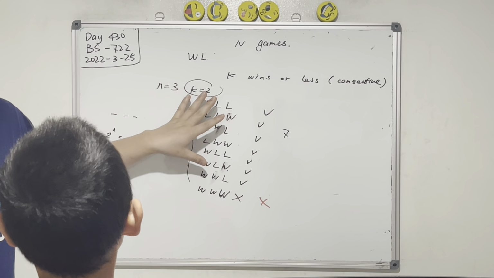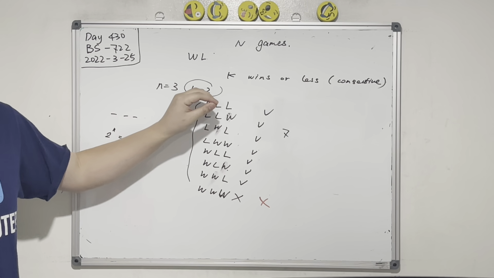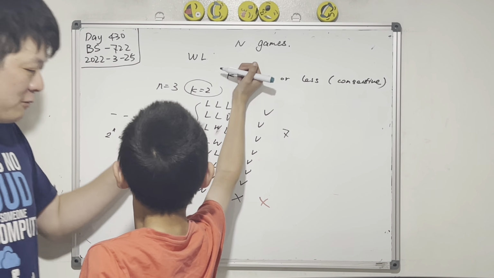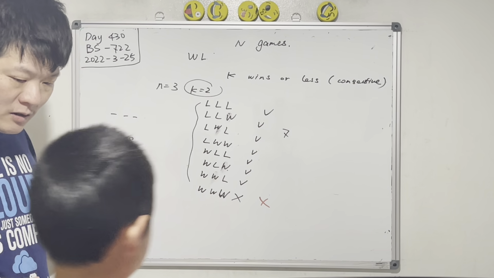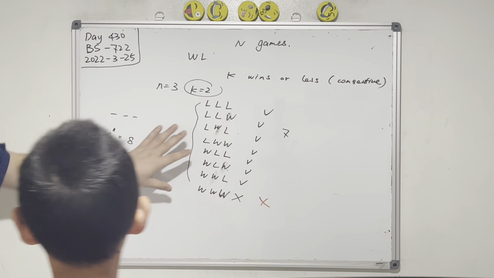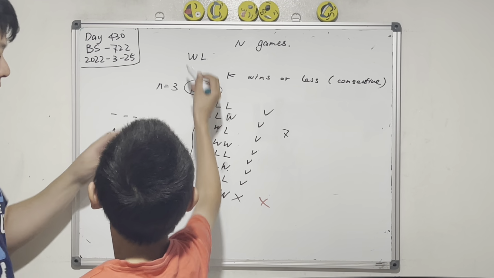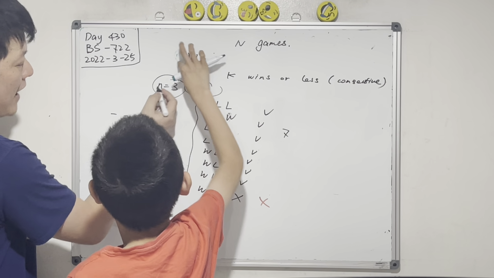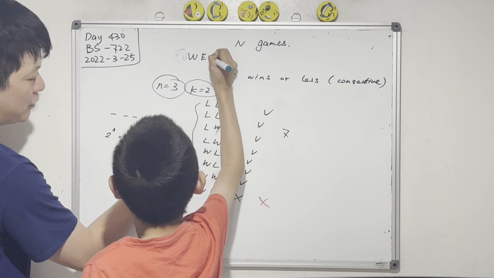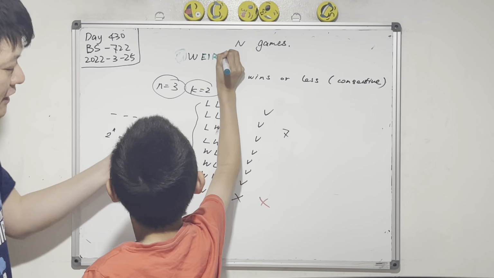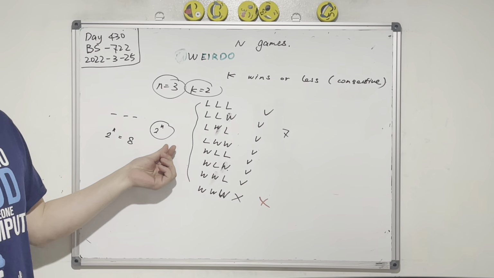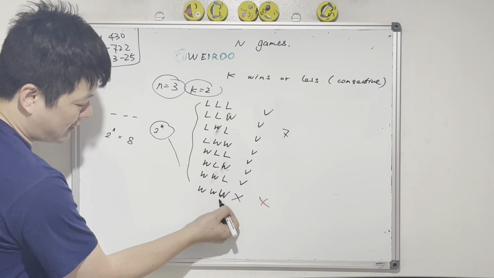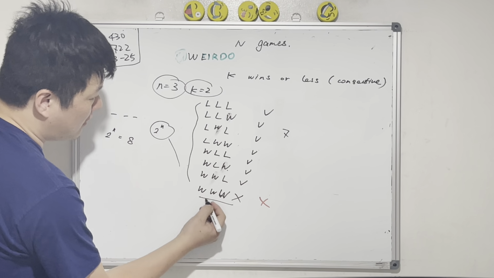What's this approach? If we list all the possibilities, what's this method called? Brute forcing, yeah, exactly. It's very slow. Why? Because if n is big, we have to do this 2 to the power of n times, just to list all the possibilities of all the games and find out how many of them are consecutive. So this is the time complexity.